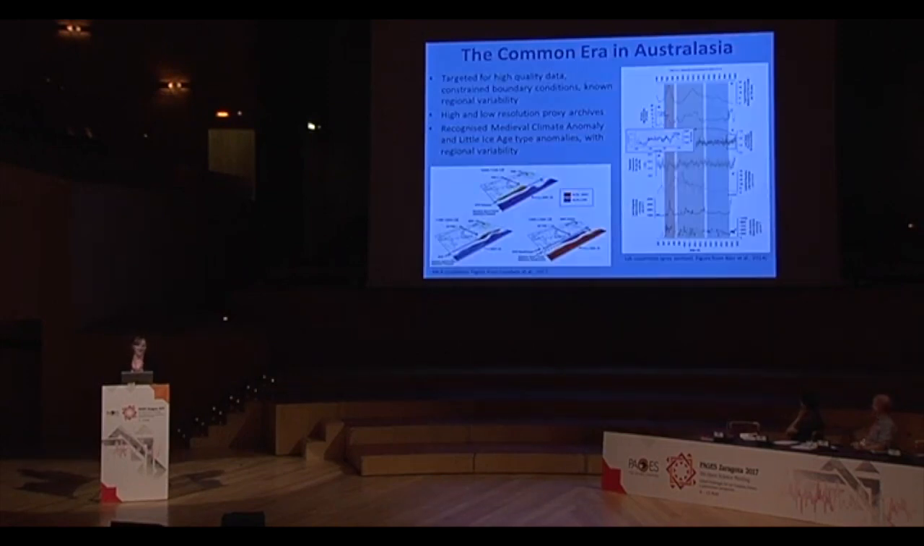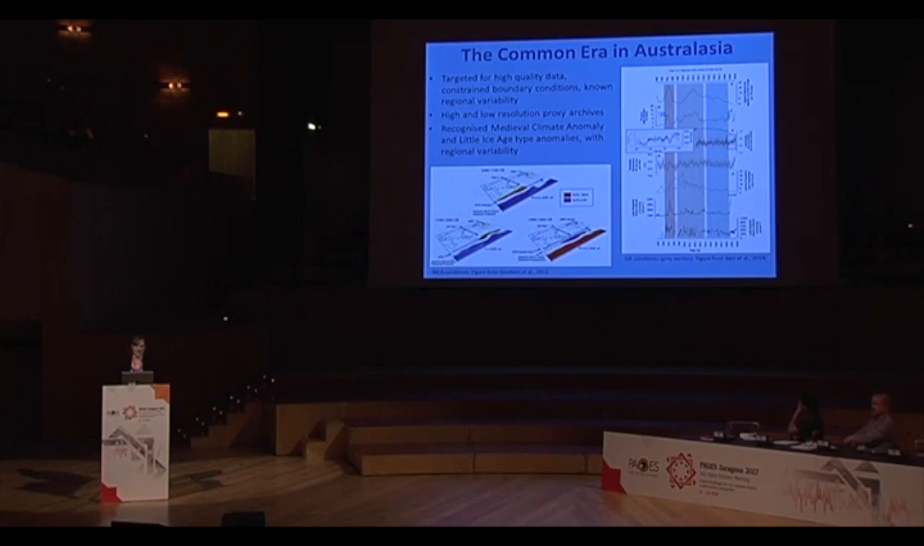So we're interested in looking at the past 2,000 years in Australasia for some of the same reasons why we study this time period in other parts of the world. For the past 2,000 years, we have the highest quality paleoclimate data. We have a good understanding of the boundary conditions during this time.